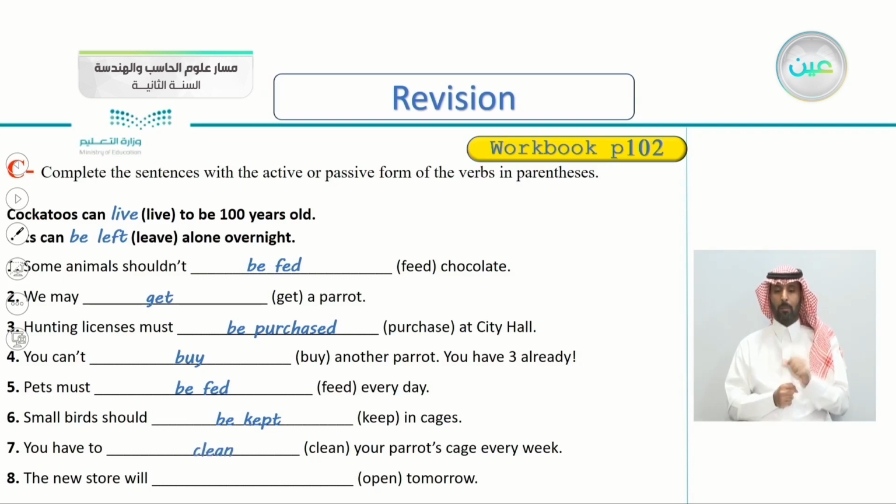Very good. The new store will open tomorrow. The verb here is open. So who's opening the store? Maybe the owner, but it's not mentioned here. So we say the new store will open tomorrow, or you can say will be open tomorrow.